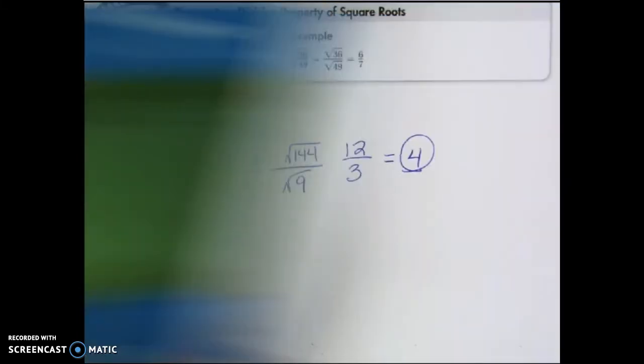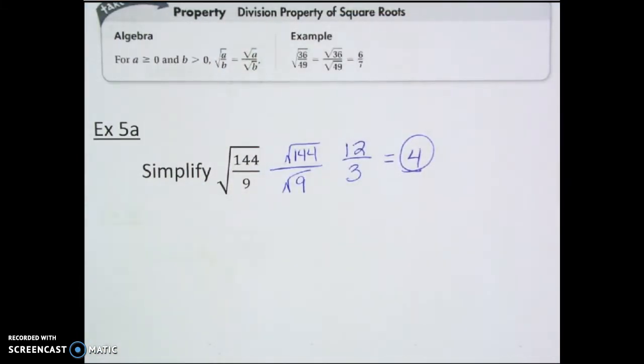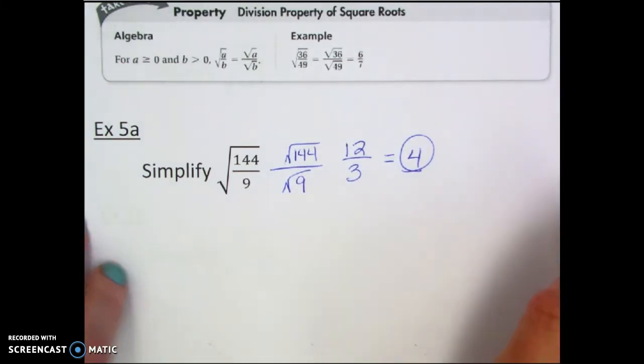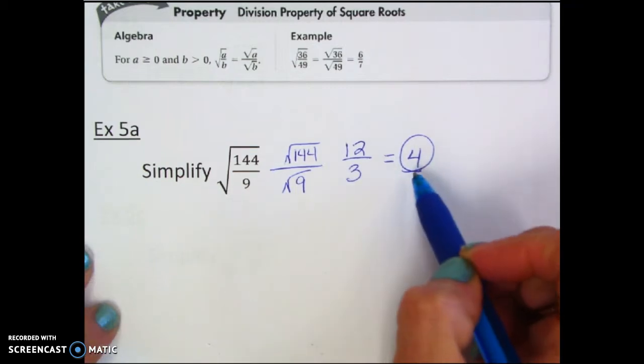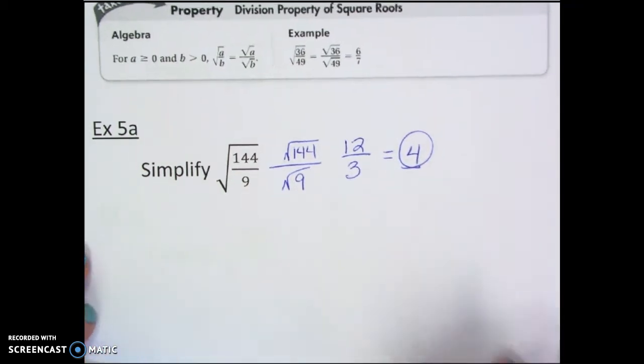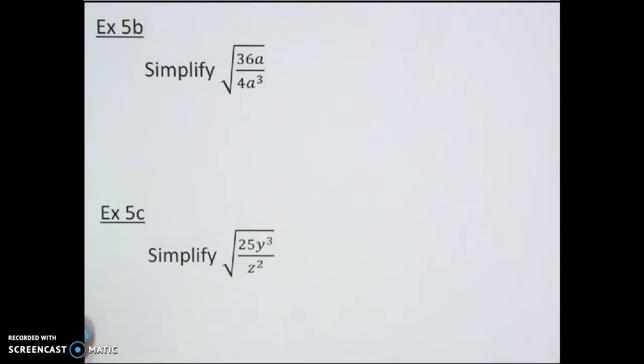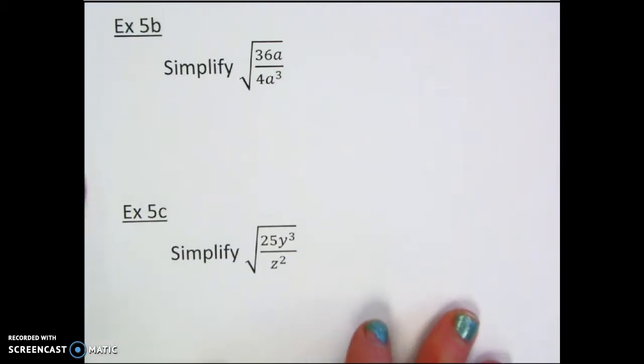This does not always work. It only works if both the things are perfect squares, if this is going to simplify into a perfect square. But why not try it? I mean, if it comes out to a perfect whole number, then we don't have to go through any of the other steps to try and get it to work out. All right, so let's try a couple more of these.